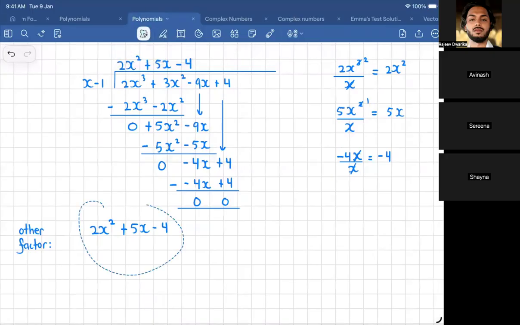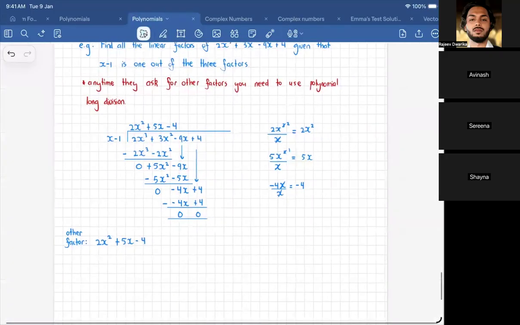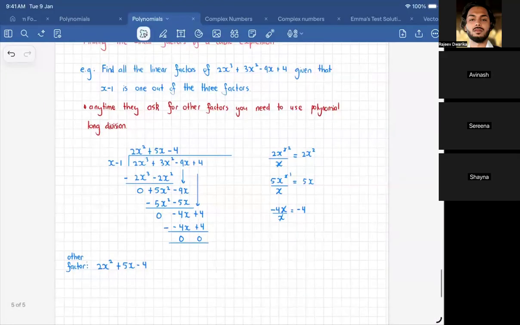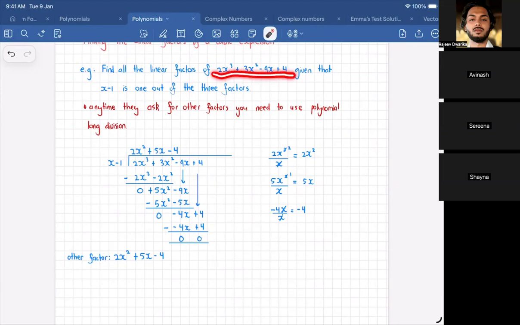All right, let me give you all a question to do. Avinash, sorry about that. You can't factorize this one. This one cannot be factorized. But this is the answer. This is the other factor. So Avinash, if that's the case, could you tell me what could multiply to get back 2x cubed plus 3x squared minus 9x plus 4? Could you tell me?